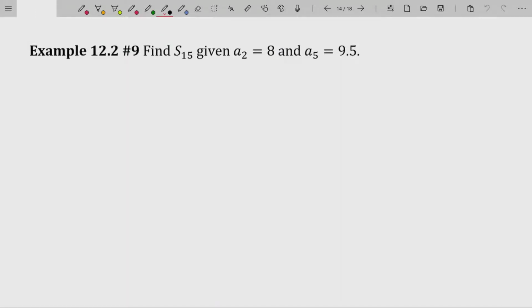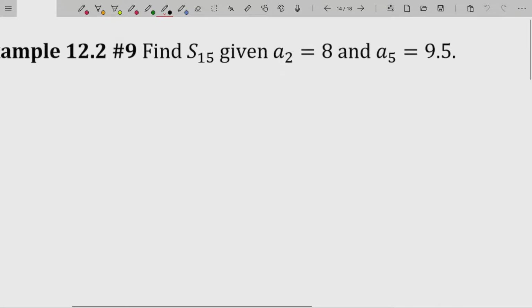Now let's use it. So let's see. Find the sum of the first 15 terms of our sequence, given that the second term of our sequence is 8 and the fifth term of our sequence is 9.5. Oh, and by the way, didn't state it here, but this sequence should be arithmetic. So let me write that down.